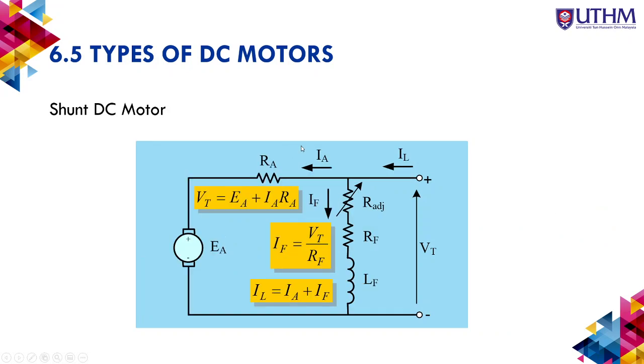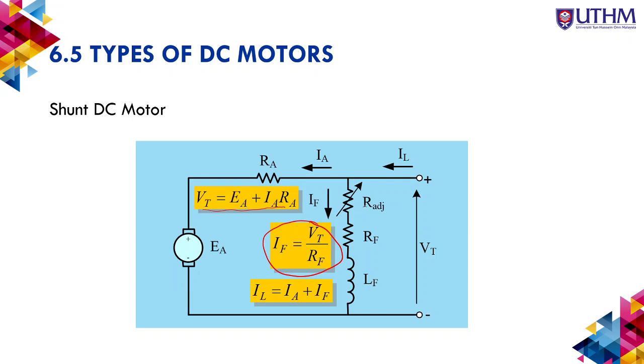Then this is the shunt DC motor. It is connected in parallel to the rotor. This is the field, where the magnetic field comes from, and this is the rotor circuit. Since it is parallel, this is Vt, so using Kirchhoff's voltage law you get the same equation as before. To calculate IF, here it is not VF but Vt. So be careful, this is Vt.